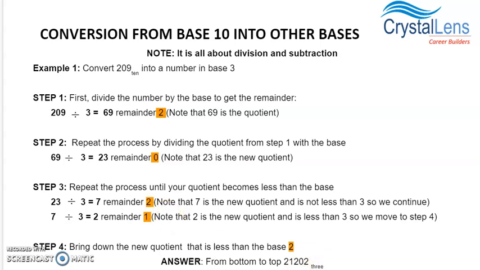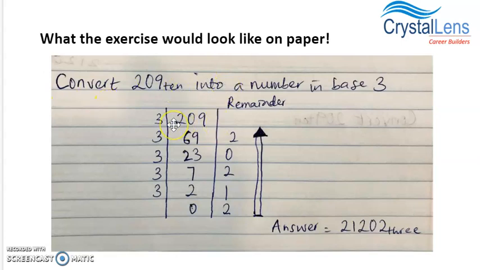Let's see what this looks like on paper. So this is very simple. It's exactly what I have just explained. So 3 into 209, you have 69, remainder 2. We're putting the remainder out here. 3 into 69 will give you 23, remainder 0. 3 into 23 will give you 7, remainder 2. 3 into 7 will give you 2, remainder 1. And 3 into 2, remember, 3 cannot go into 2 because 2 is less than 3. And so we just write 0 and bring down the 2. And so our final answer, like I said, is 2, 1, 2, 0, 2.